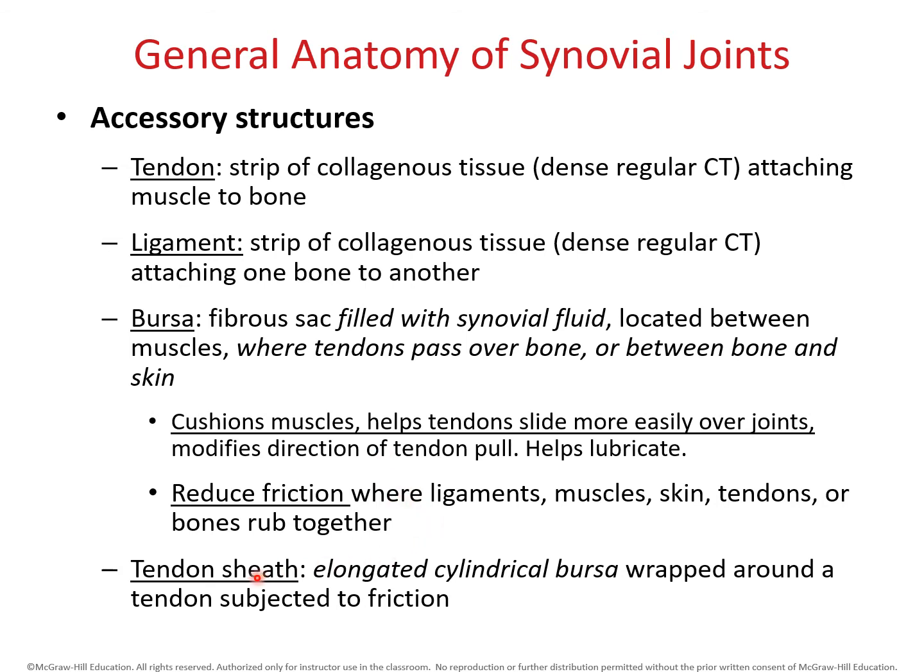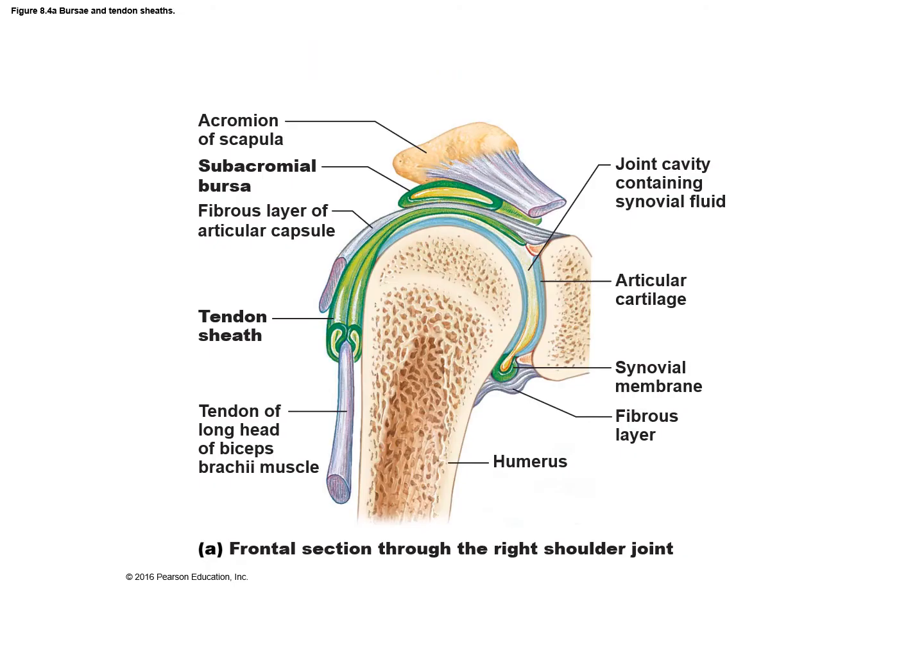What is a tendon sheath? I already mentioned that a little bit. A tendon sheath basically is a bursa. It is an elongated bursa that's going to wrap around a tendon because tendons are longer. So we're going to have a specialized bursa that is going to wrap around this longer tendon. We call that a tendon sheath. Here is a picture of some of these bursae.